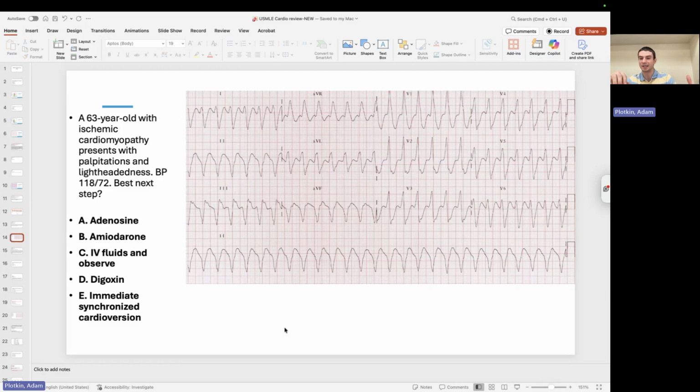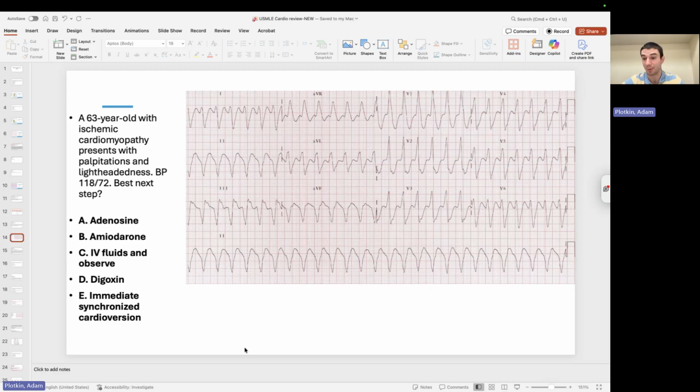The underlying heart disease sets up an ectopic focus. It causes fibrosis and scarring, sets up a place for an abnormal rhythm to begin from somewhere in the ventricles to kick off this ventricular tachycardia. As long as they're hemodynamically stable, amiodarone tends to be the first option. Amiodarone is a class 3 antiarrhythmic, but it also has class 1, 2, and 4 properties.